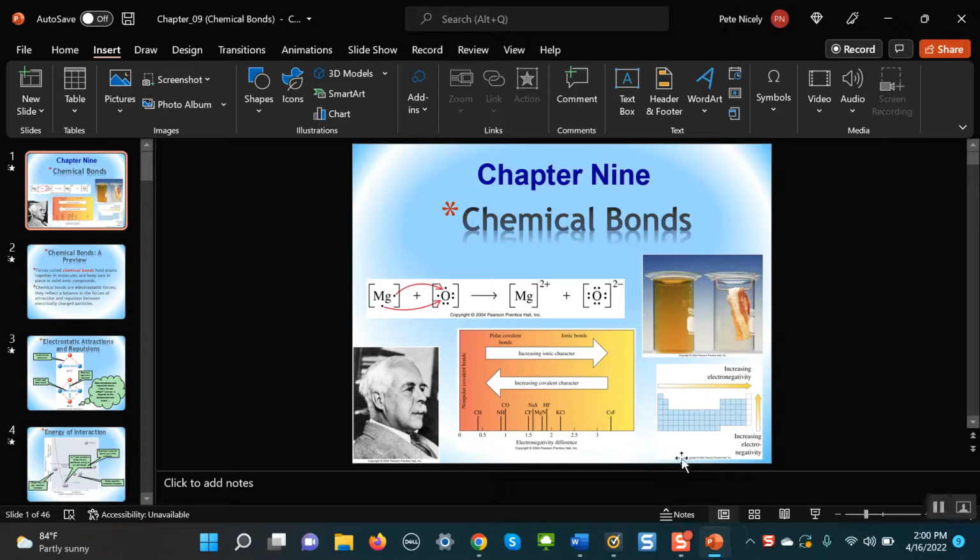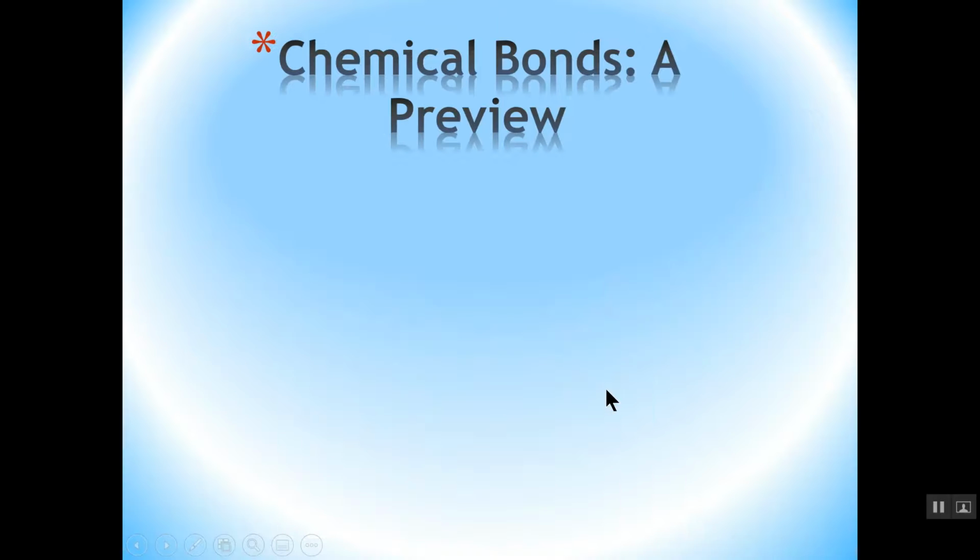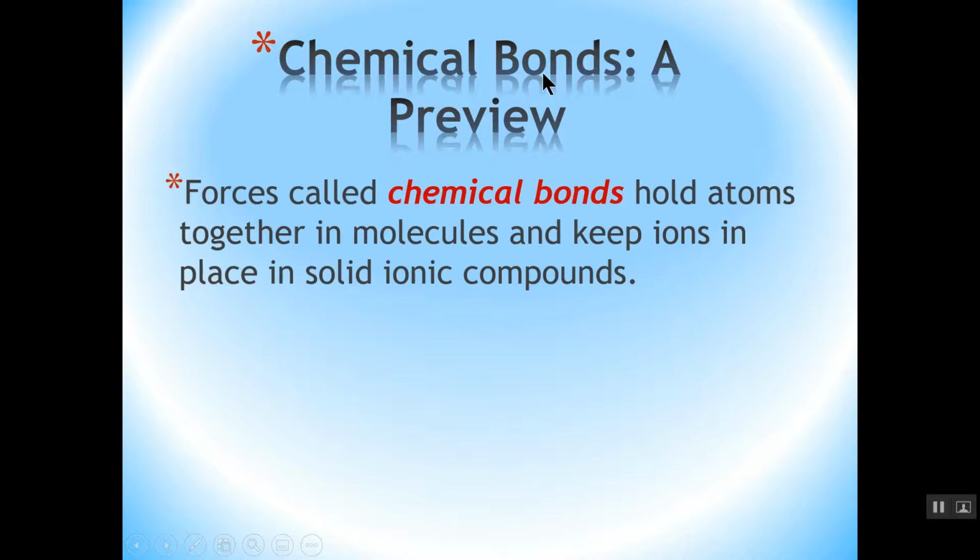So we're going to start chapter 9, and chapter 9 deals with, as you can see, the topic of chemical bonds. So let me go to full screen here and let's get started. So what do we mean by this term bond in chemistry?